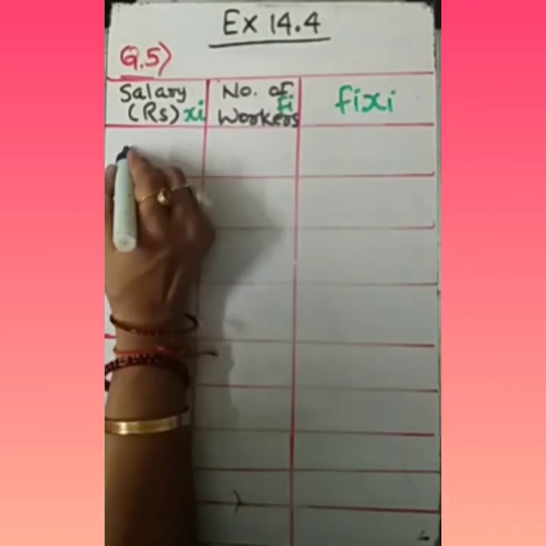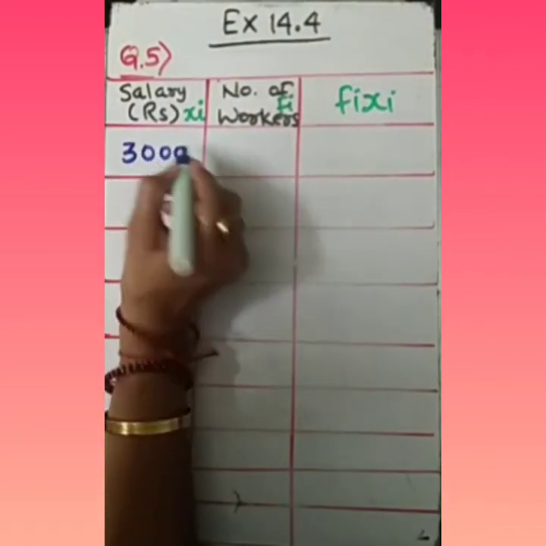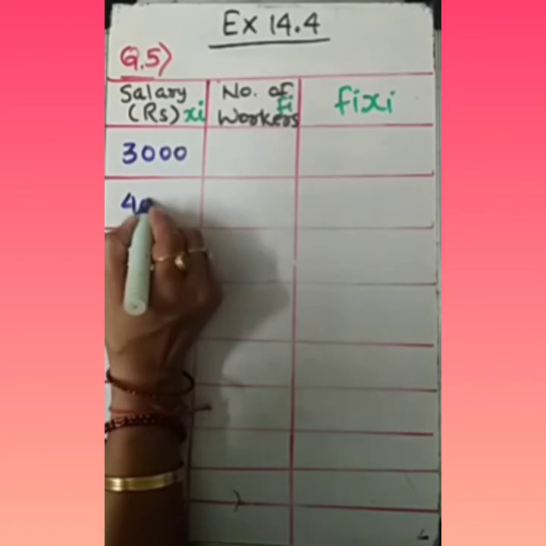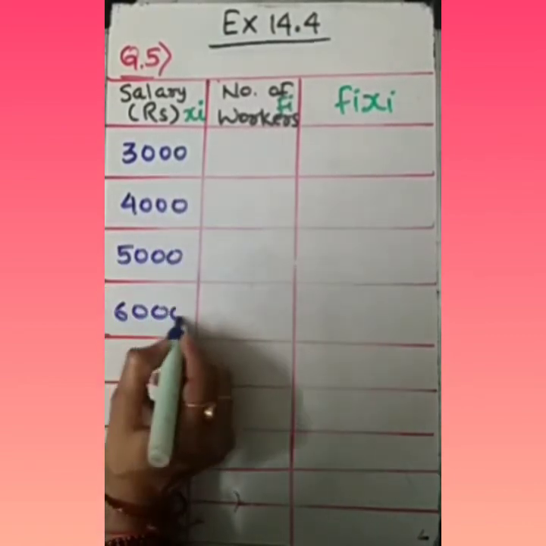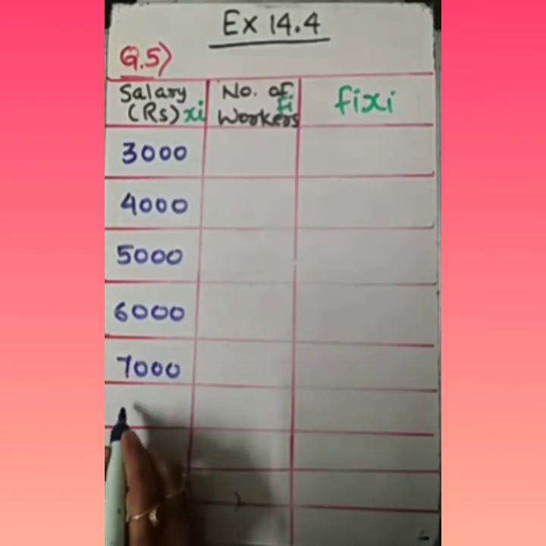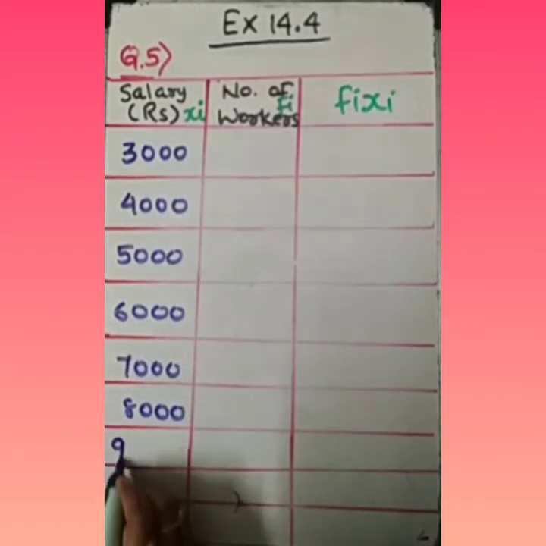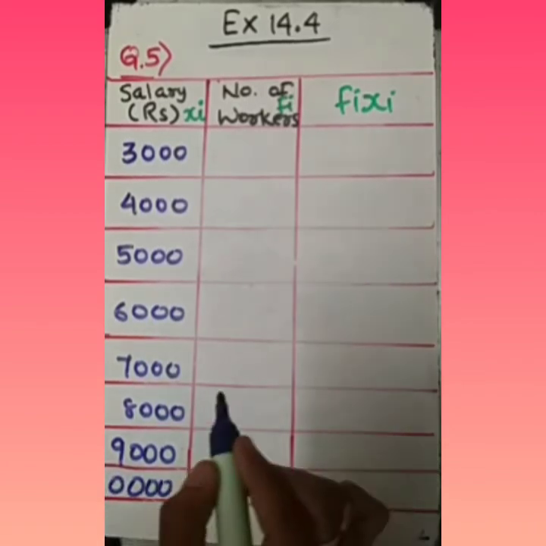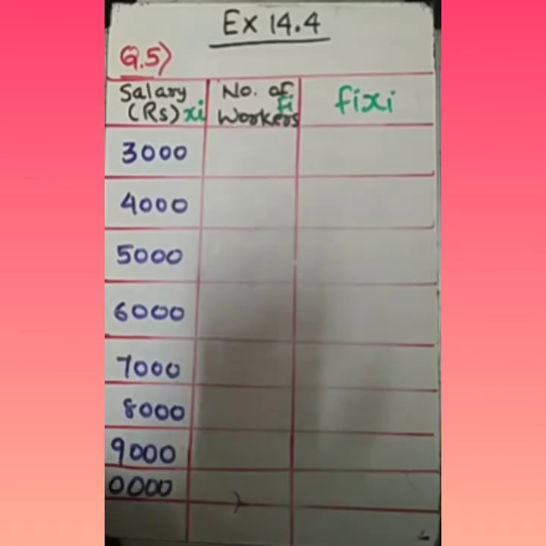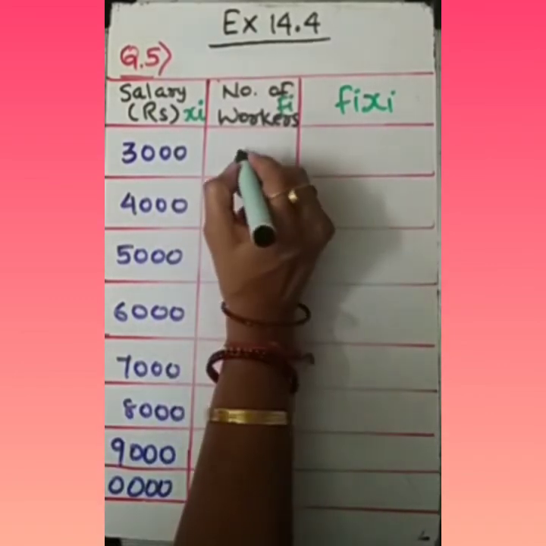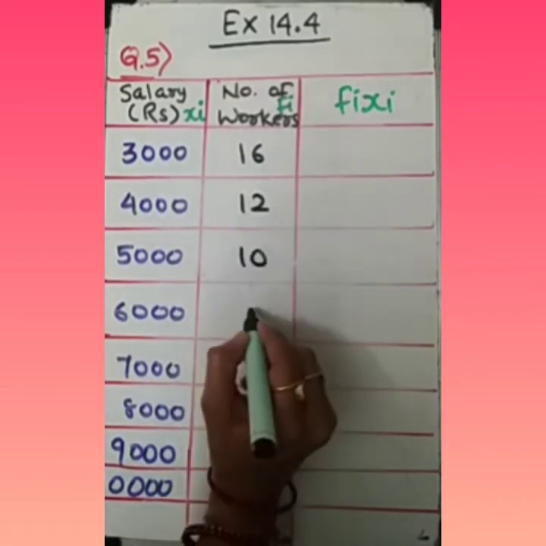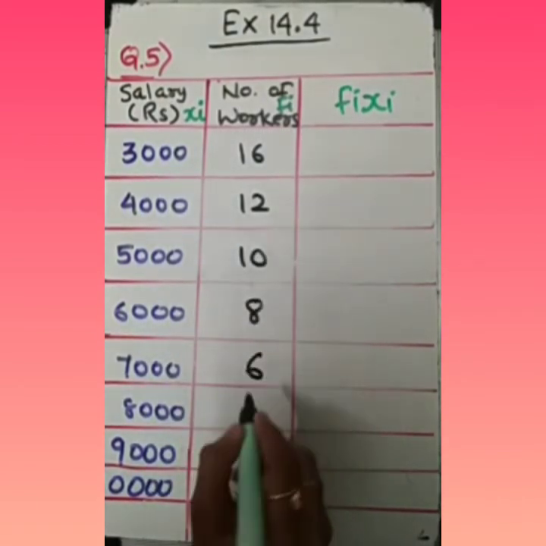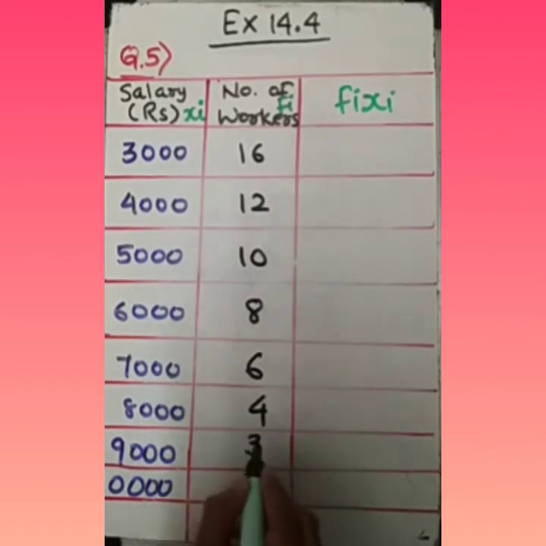So carefully note down what we are given. The salary of the workers: first 3,000, then 4,000, 5,000, 6,000, 7,000, 8,000, 9,000, and of course 10,000. Now the number of workers. How many workers are there for 3,000? 16. Then 12 workers, then 10, then 8, 6, 4, 3, and 1.